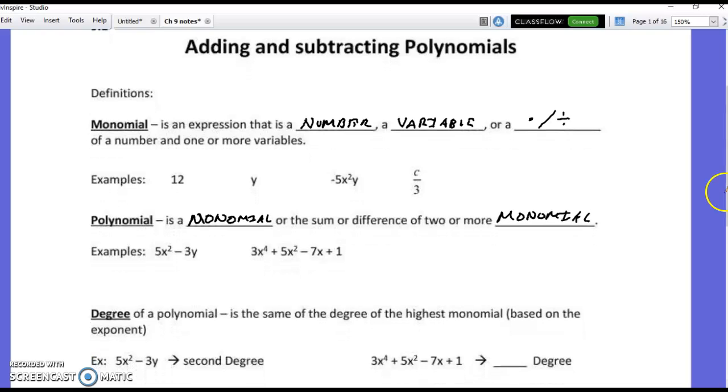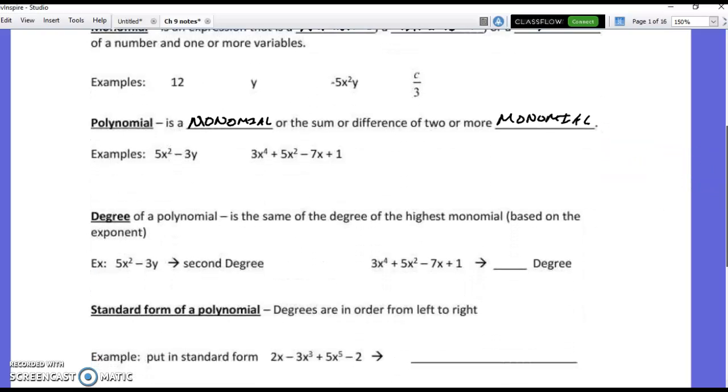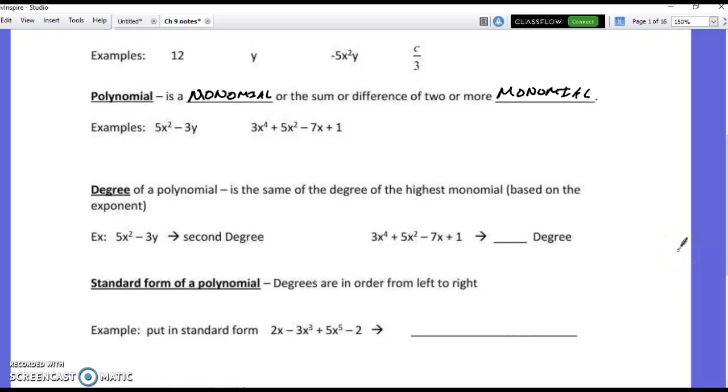So this section is pretty straightforward. It's about putting them in what's called standard form. And standard form is pretty straightforward. You basically go alphabetical from the highest degree. We talked a little bit about the degree of a polynomial, and it's just the highest degree of the monomial. So there's a 2 here, that would be a second degree. The highest degree in this would be the x to the 4th. So that would be 4th degree.